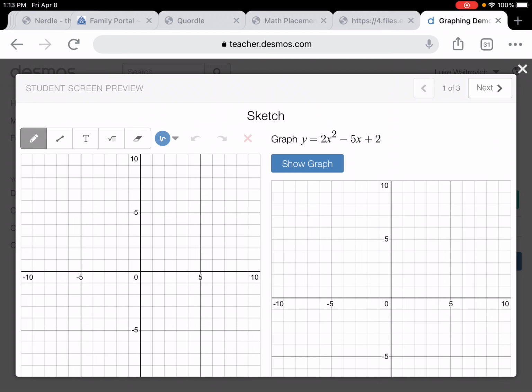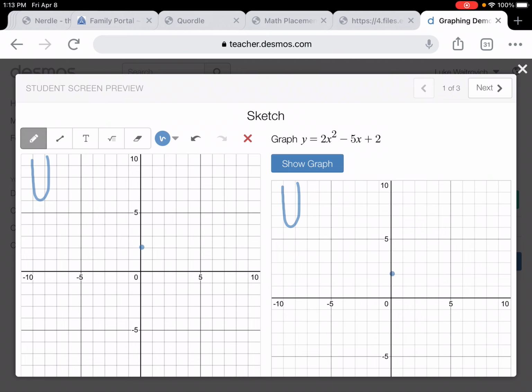5x plus 2. Now when we're given something in standard form, a couple pieces of information I'm given. I know that my parabola is going to be going up like this because a is 2. And I also know that my intercept is going to be at 2 on the y-axis, so right there.